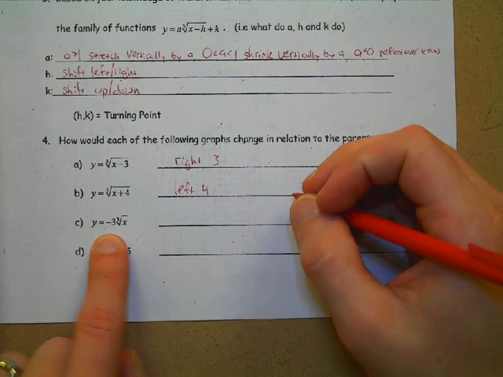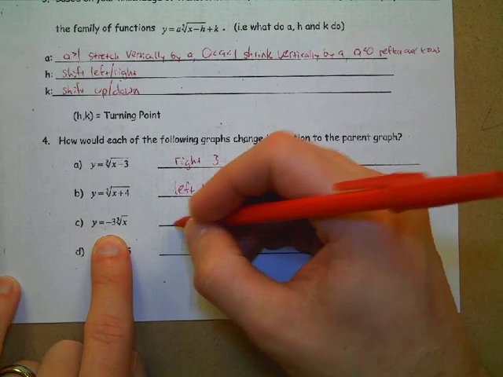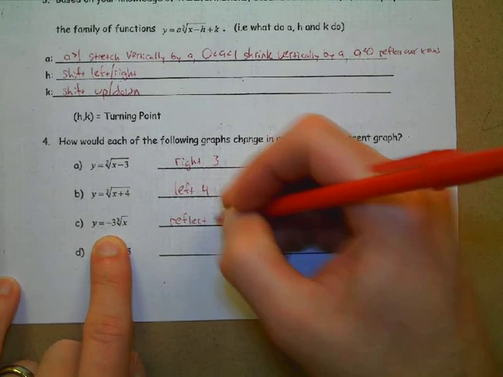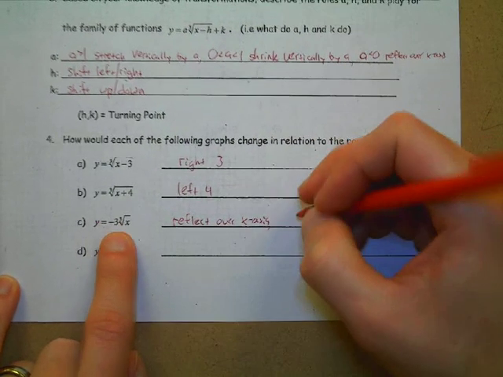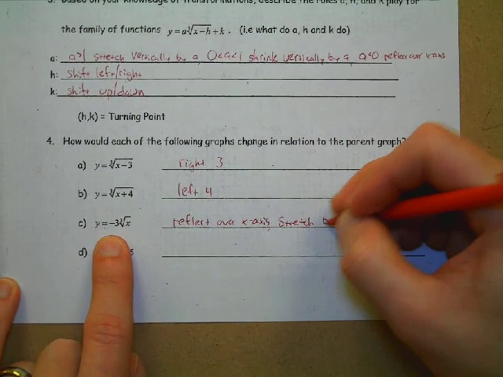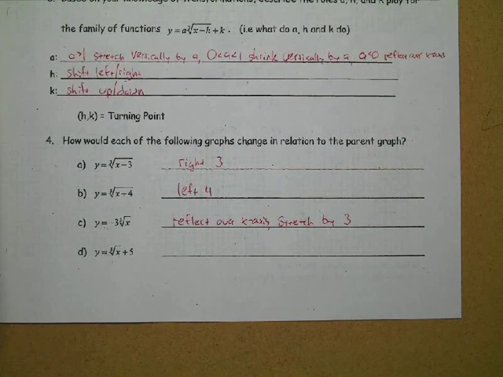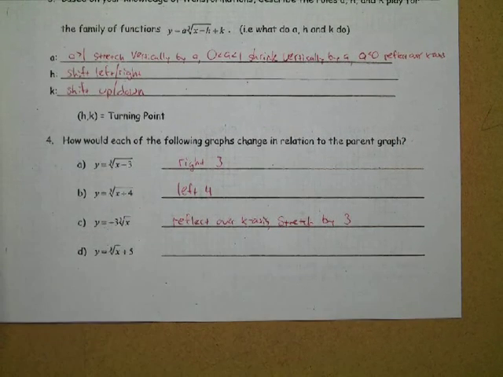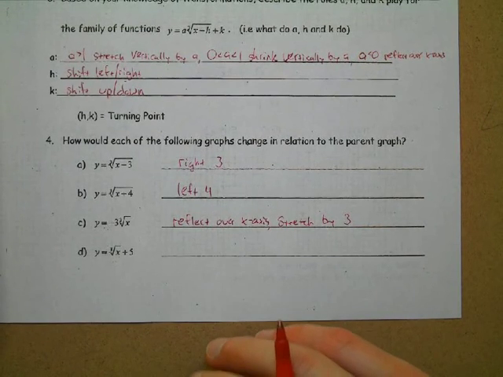How about letter C? What kind of transformations do we see here? It's negative, so that means we're going to not shrink. Nope. We're going to reflect over the x-axis. That's the negative part. And then because it's 3, we're going to stretch vertically by 3. When do you shrink it? Shrink it if it was like 1/3 or 1/2, because it's going to be a fraction less than 1, between 0 and 1.